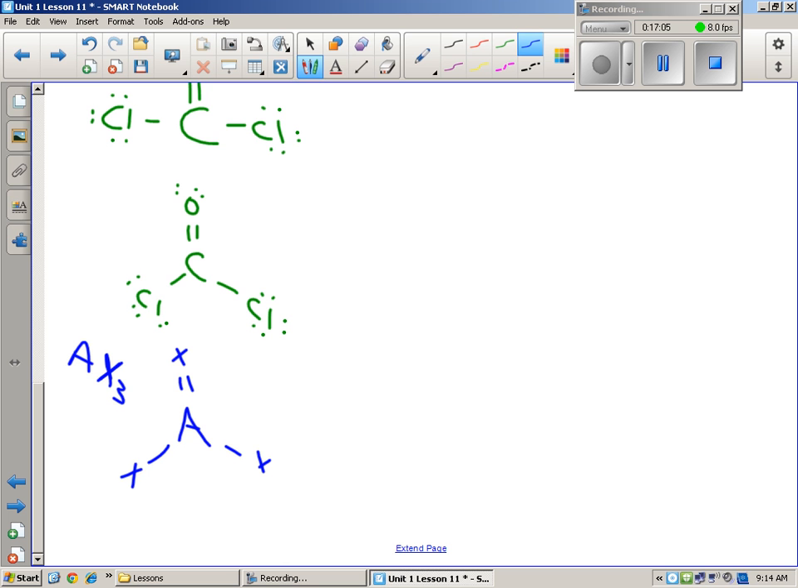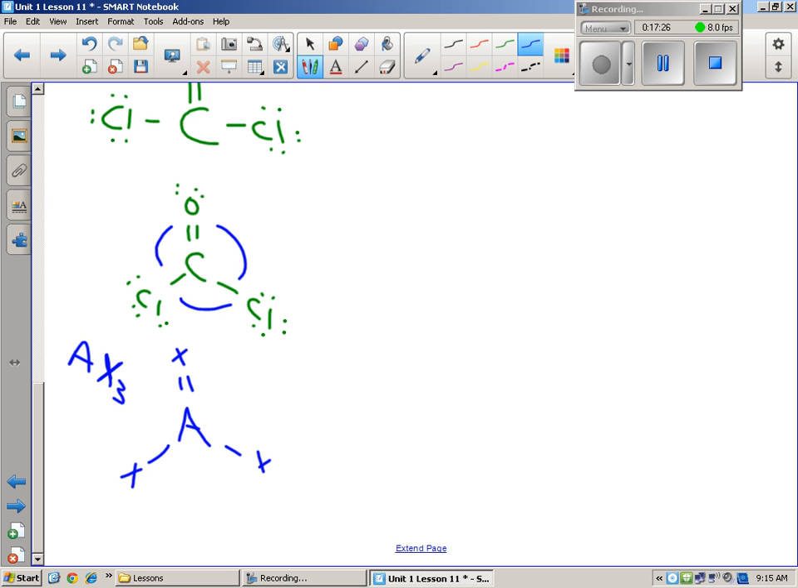Yes? AX3. No lone pairs on the central atom. Yes, there's a double bond. I don't care. AX3. Here's the only problem with this one. When you look at this actual bond angle here, here, and here, okay?